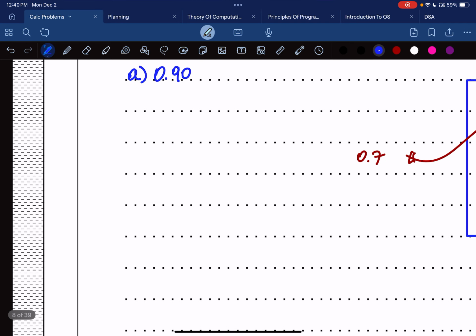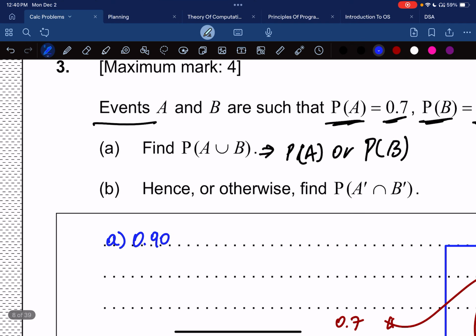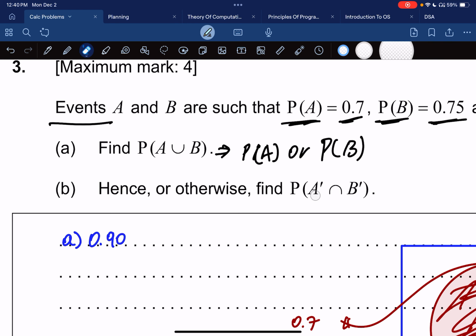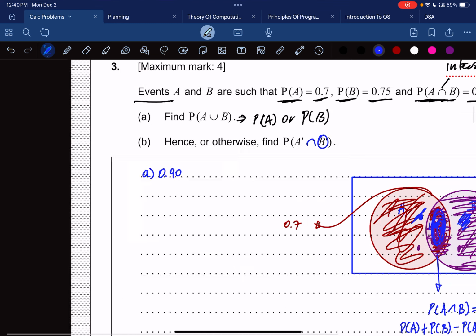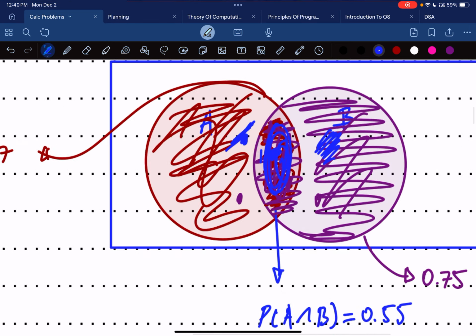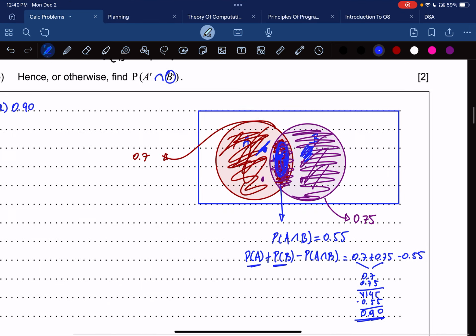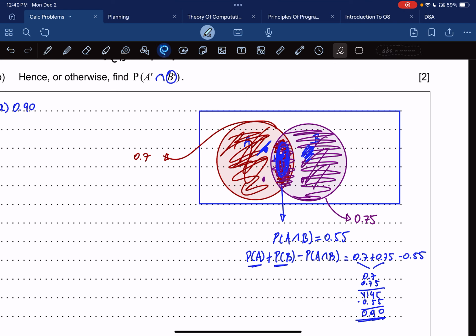Now, the second question: hence or otherwise, find the probability of not A and not B. So this is easy, right? Okay, I'm kidding. So let's say we know that the general probability when we're given a set is always going to be 1. So inside of our universe, the total we can get is actually 1. Our universe, where both A and B are, whatever we do, this is always going to be 1.